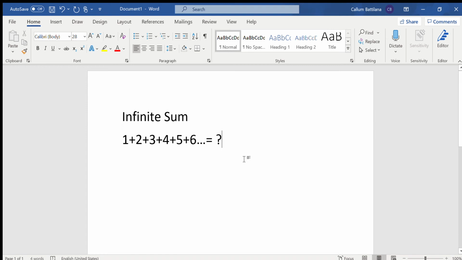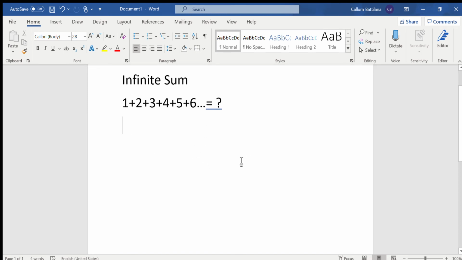Well, I'm back and ready to do some maths this time. So alright guys, we have this infinite sum right here, and what do you think it equals? Well, today we're going to try and find it out. So, 1 plus 2 plus 3 plus 4 plus 5 plus 6, how are we able to solve this sum? Of course it's obviously infinite.